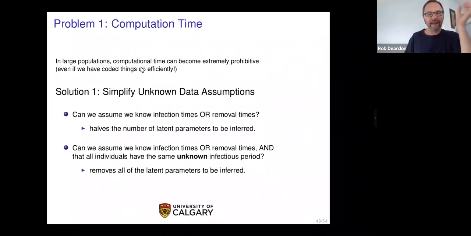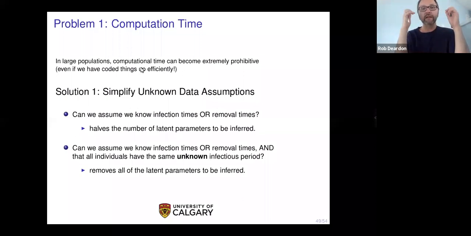Okay, so in large populations, if you're doing an SINR type analysis, the computation time can be extremely prohibitive. The analysis that I showed you at the end, I don't think it was over an hour, but it was close to an hour. Like I said, the package at the moment is working extremely inefficiently because it's calculating an infectivity rate for each individual, which is not necessary. But even when we've coded things up efficiently, if I wanted to model COVID-19 in Calgary, that means 1.3 million individuals. That's going to be a nightmare, right?